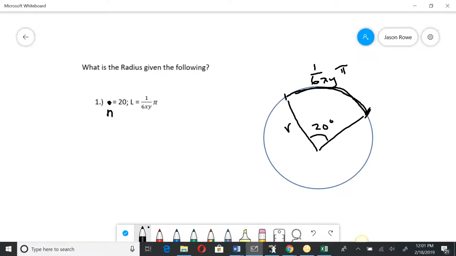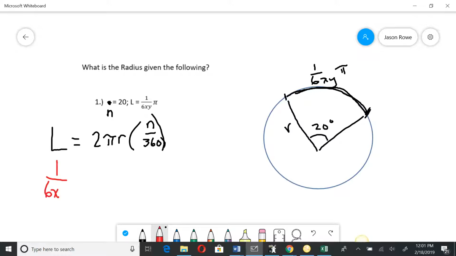So what in the world do we have to do here? Well, let's look at the arc length formula. 2 pi r times n over 360. Let's just substitute what we know. We know that L is 1 over 6xy times pi. We know that r is what we're trying to find, so that's still a variable. And we know n is 20. So 20 over 360.